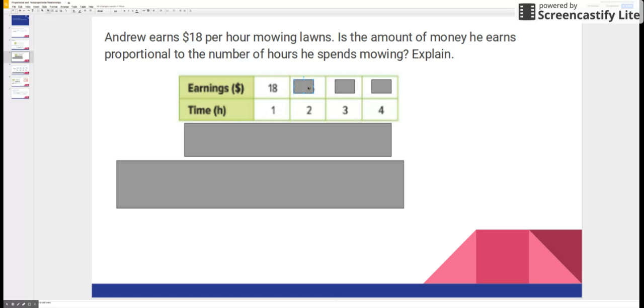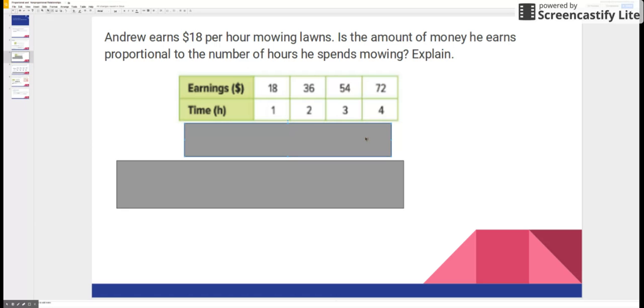Okay, so my second part in this chart is going to be $36 in 2 hours, right? Because if he makes $18 in 1 hour, he makes $36 in 2 hours. Just do 18 times 2. In 3 hours, he would make $54, right? 18 times 3 is 54. And in 4 hours, he would make $72. 18 times 4 is 72.